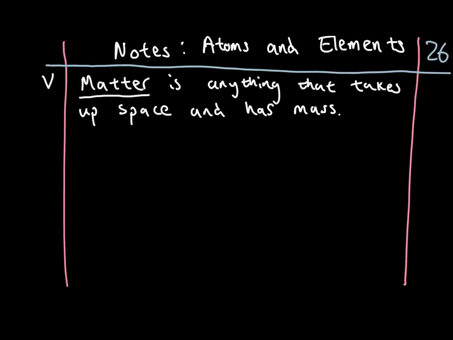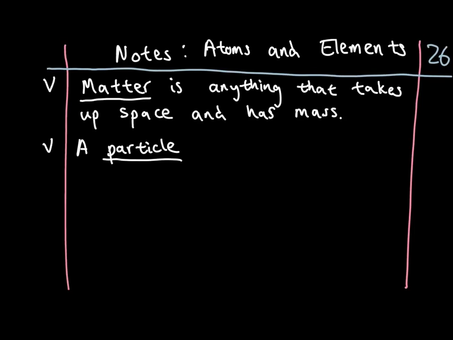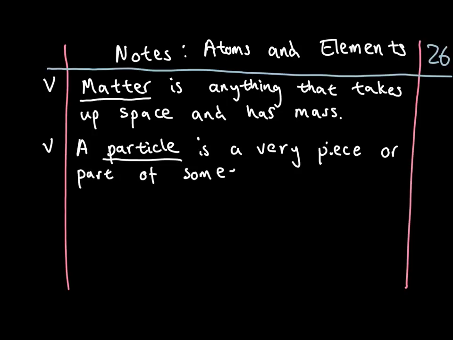All right, the second word, we're going to skip a line on your paper, is a particle. We're also going to underline this. A particle is a very small piece or part of something. So a particle of strawberry could be a super tiny piece of strawberry, or a particle of dirt is a very tiny piece of dirt, for example.